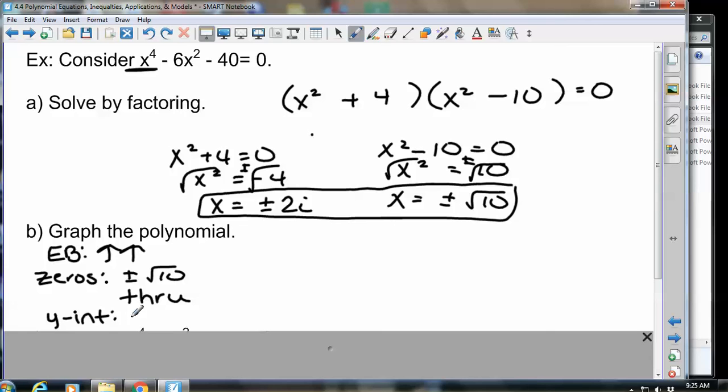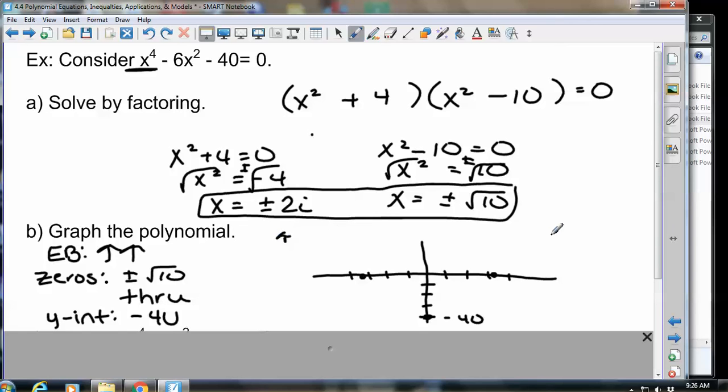What's my y-intercept? Right, if you put in 0 for the x. 0 to the 4th, minus 6 times 0, minus 40, is negative 40. Okay, to graph this, we need to approximate. If you type the square root of 10 in your calculator, let's give it decimal so we have an idea of where to graph it. And that's like 3.16, negative 3.16.